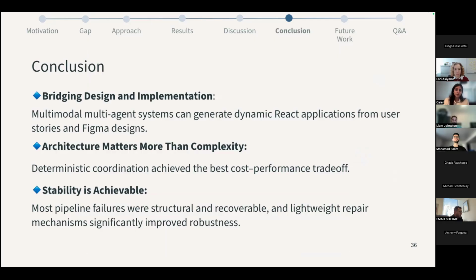So to conclude, this work makes 3 main contributions. First, we show that multimodal, multi-agent systems can bridge the gap between design and implementation by generating dynamic React applications from paired user stories and Figma designs. Second, our results demonstrate that architecture simplicity can outperform more complex coordination strategies. Finally, we show that reliable generation pipelines are achievable. Most failures were formatting artifacts rather than reasoning errors, and lightweight repair strategies significantly improved the stability. Overall, this work provides new insights into how architecture design influences quality, efficiency, and reliability in multimodal LLM systems.